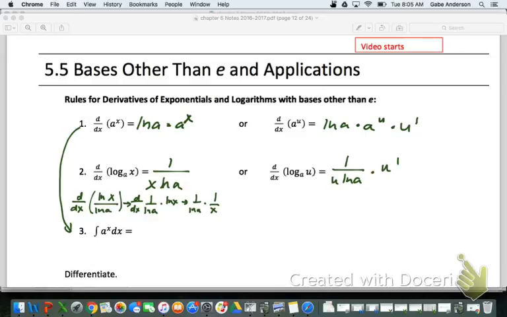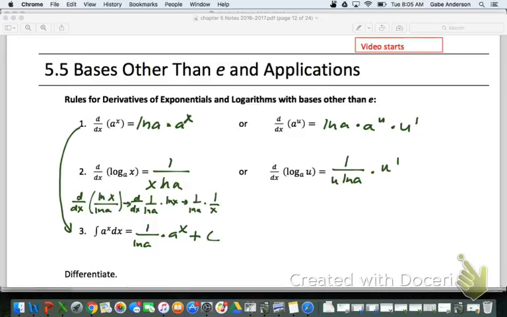But this is what it ended up being. It'd be 1 over ln of a times a to the x plus c. So you can see it's just the multiplicative inverse of what we saw, at least as far as the factor goes, of what we saw in number 1. Okay, so those are the 3 rules.